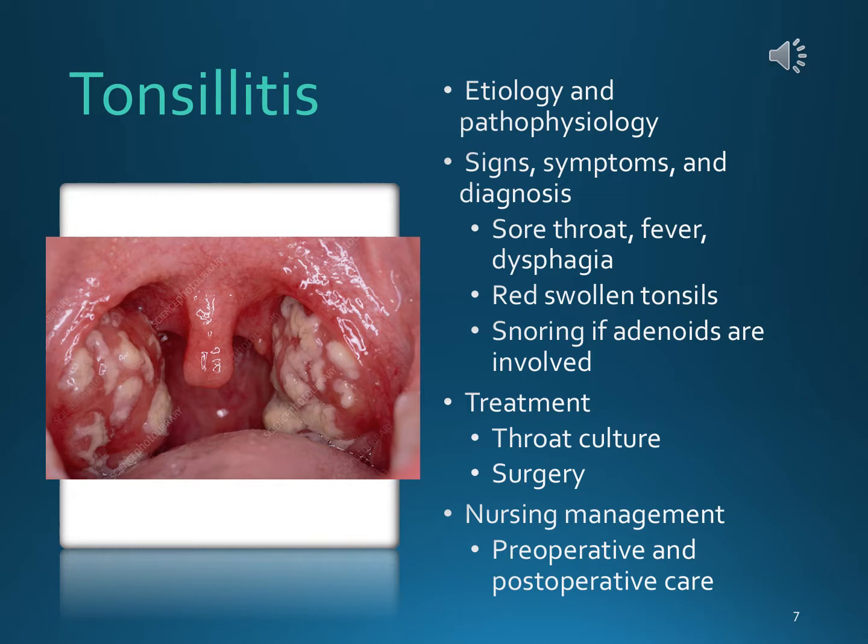Hydration is important. Cold fluids, popsicles, things like that are important, but you want to avoid red juice or red popsicles because you want to make sure that if they're bleeding, you can tell the blood from the popsicle stain. The other thing is that you always want to have suction at the bedside just in case they do start bleeding, to get some of that blood out of there and keep them from aspirating it.